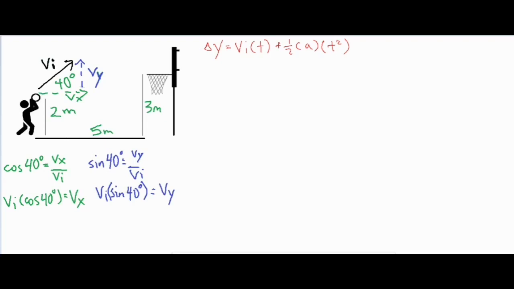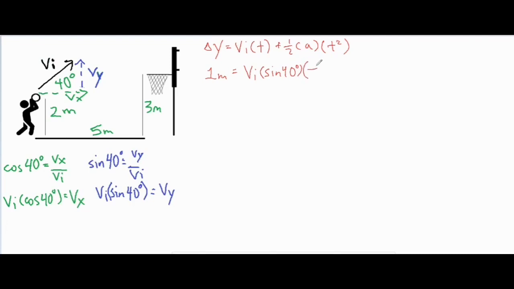So for our delta y, that is our change in our vertical displacement. We're starting at 2 meters and then going upwards to 3 meters. So the delta y is 1 meter because it's rising up 1 meter from its original position. Now for the Vi, we don't have anything to represent that. So we want the Vi in the y direction, in the vertical direction. So we're going to grab this over here and substitute out the Vi for Vi sine of 40 degrees. So that's going to represent my Vi.